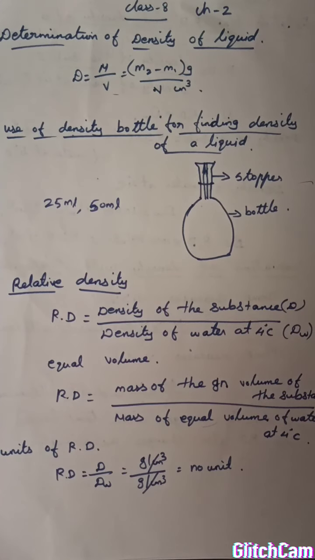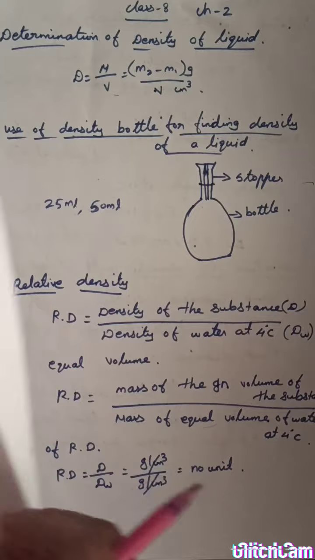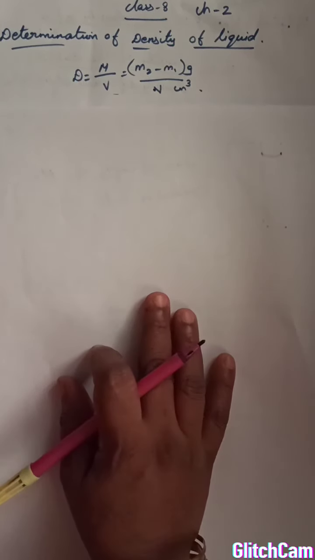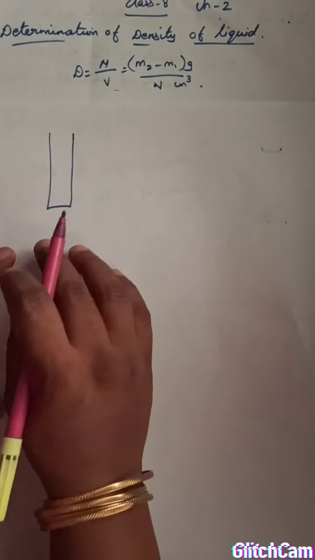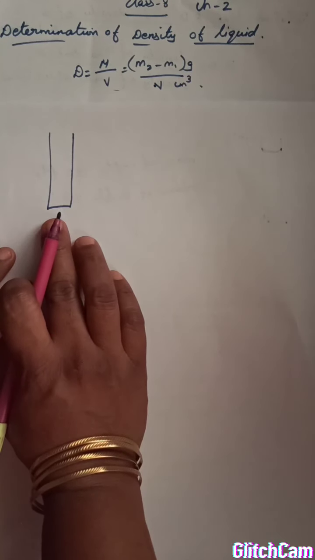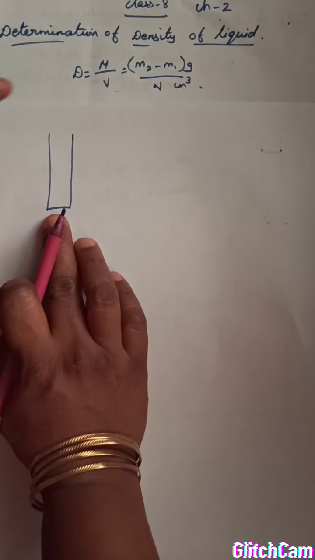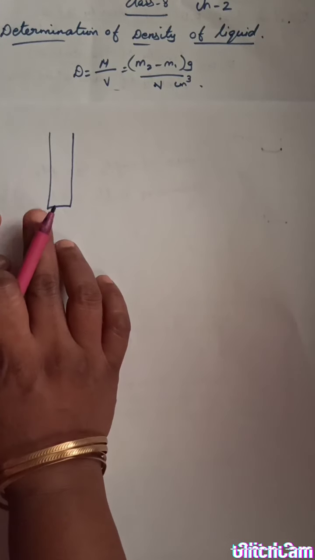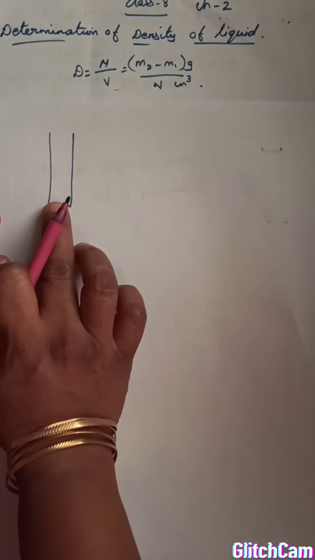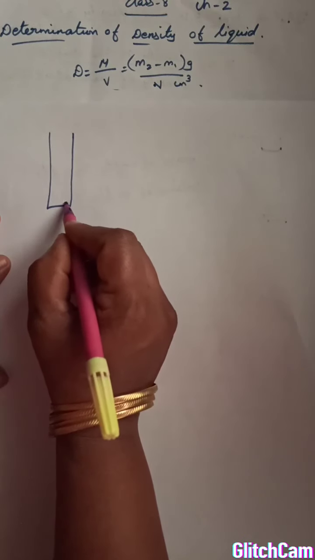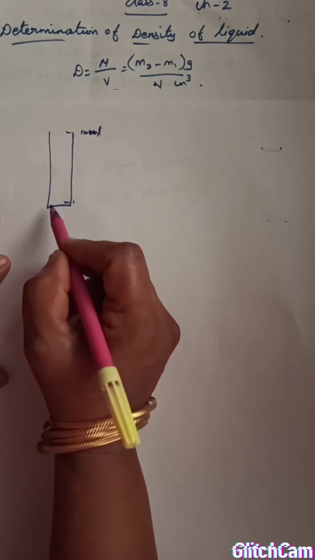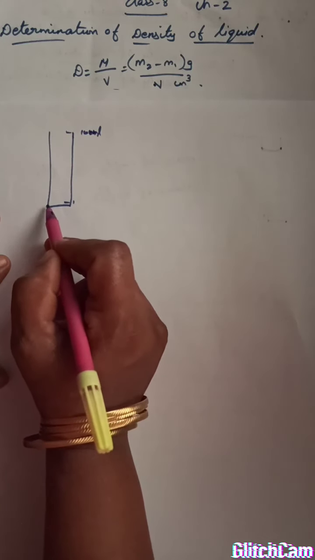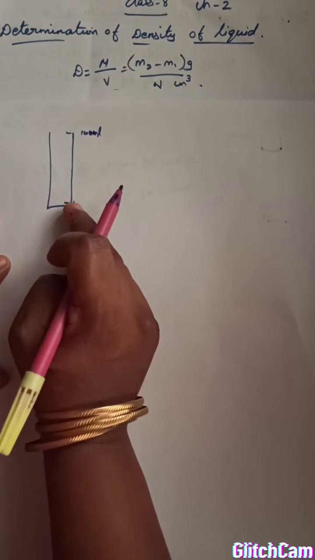Now let us perform one activity. By this activity we will find out the density of a particular quantity of milk. For that, first take a dry measuring cylinder. With the help of the measuring cylinder we are going to find the volume of the milk, and the mass also, using a beam balance. It is marked from 1 up to 100 ml. First find the mass of this empty measuring cylinder with the help of the beam balance.